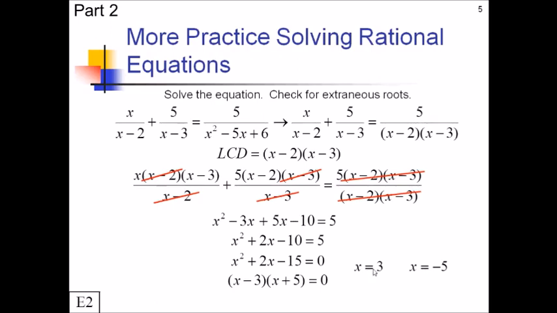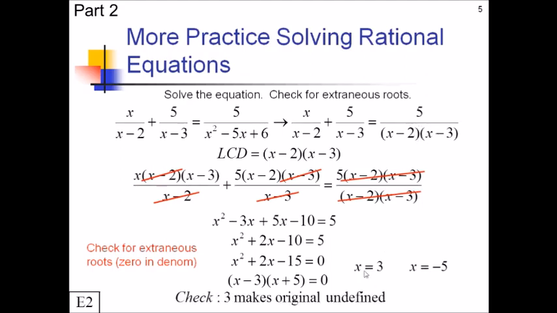Now don't forget to go back and check for extraneous roots. Again, we're looking to see if either of these answers makes our denominator 0 in the original. 3, if you plug it in here, 3 minus 3 is going to give us 0 in this fraction, and it'll also 0 out this other fraction here. So 3 is definitely a problem. That makes the original undefined. So we actually have to cross off 3, and we cannot use it as an answer.